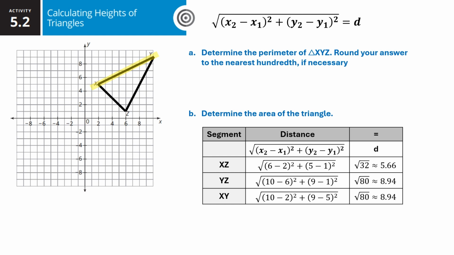Now that we found the lengths of each side, we need to add up the side lengths to get the perimeter. After adding the sides, the total is 23.54, meaning that the perimeter of the triangle is 23.54.